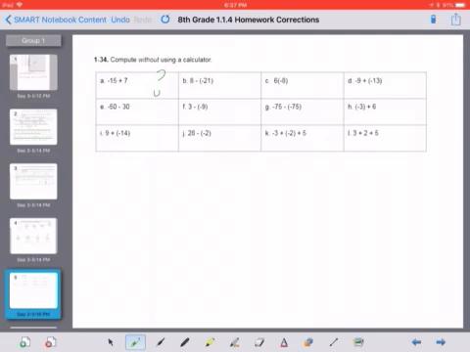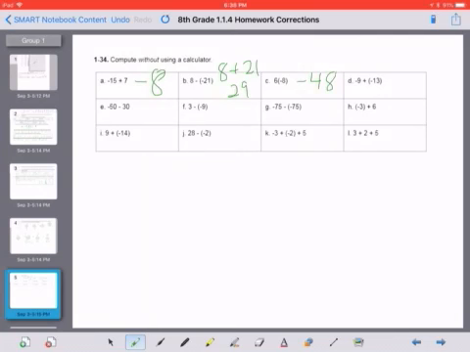And then since 15 is bigger, it's going to be negative. 8 minus negative 21, I'm going to rewrite it as addition. 8 plus 21, which is going to equal 29. 6 times negative 8 is 48, and it's negative because different signs are negative when you're multiplying.